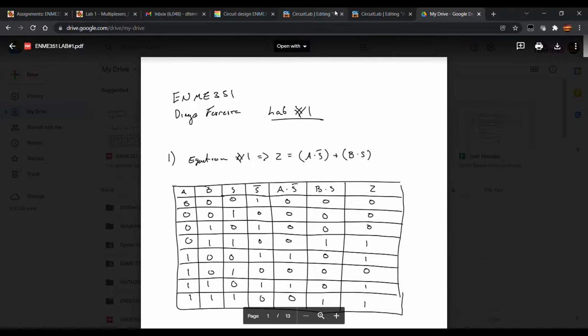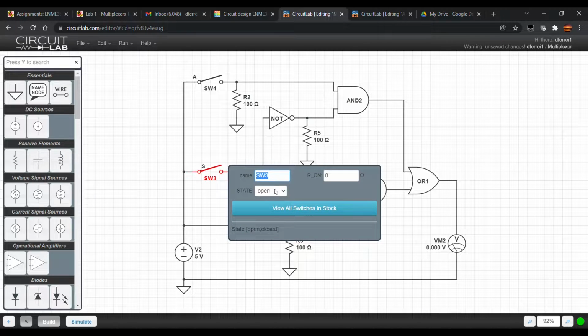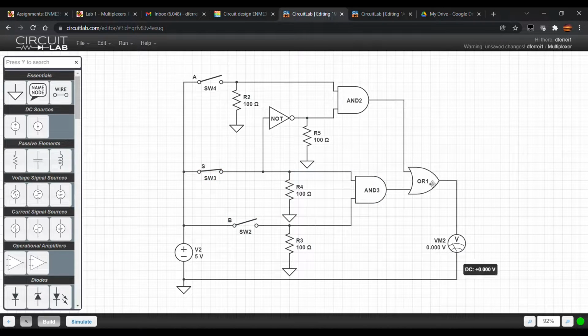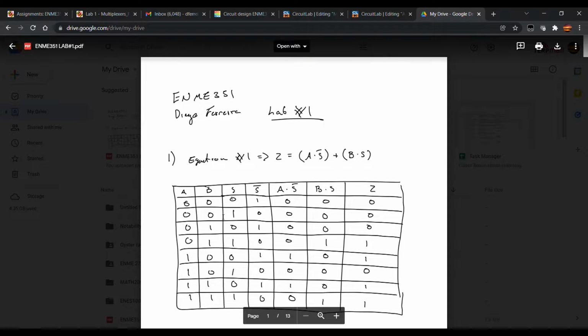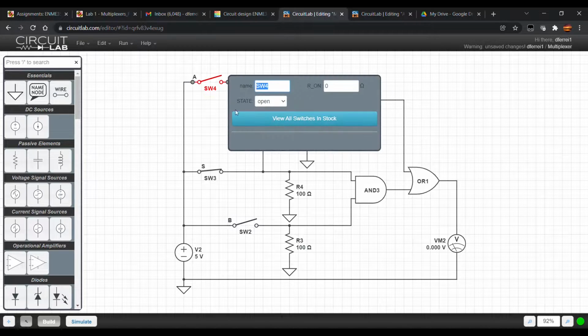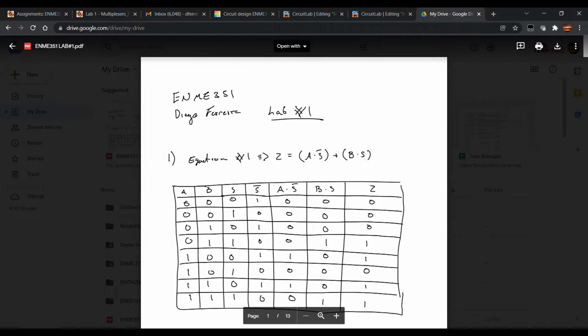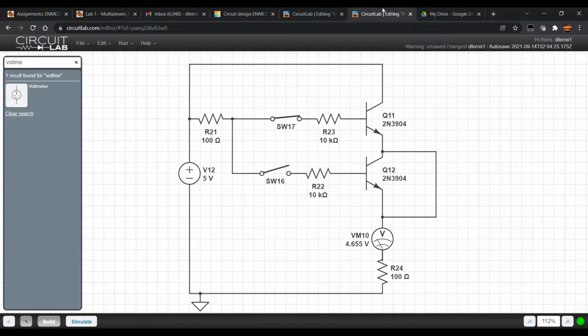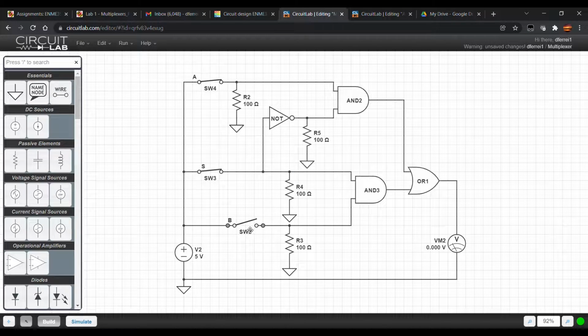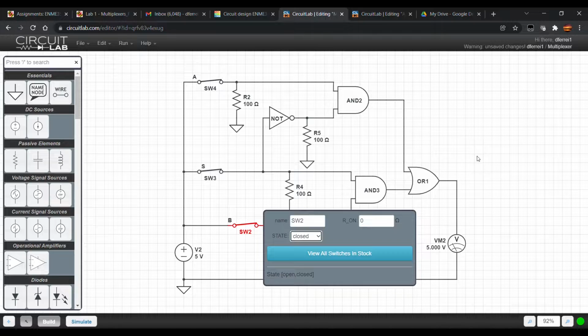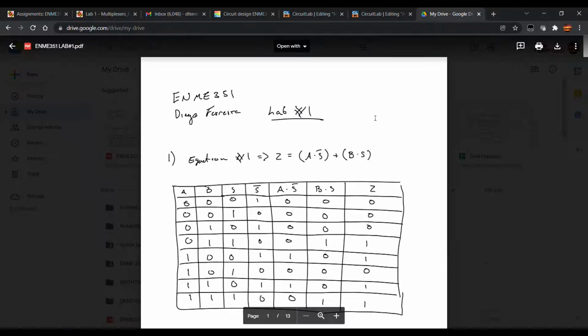If we close, for example, the selector at this point, we still have 0. And if we look at our table with just the selector on, we still have 0. If we close A at this point with the selector closed, we'll have 0 still, matching this one right here. We still have 0. And if we close B as well, then we'll have a high output. And if we look at the table, we also match that one.